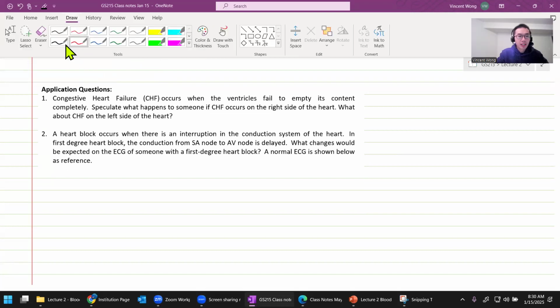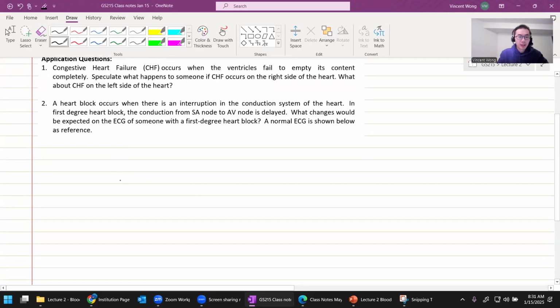Let me read it to you first. Congestive heart failure, CHF, occurs when the ventricles fail to empty its content completely. Speculate what happens to someone if CHF occurs on the right side of the heart as well as the left side of the heart. So let's take a look at the heart once again. We're going to have our four chambers. We have the right atrium here, right ventricle, and then left atrium and left ventricle.